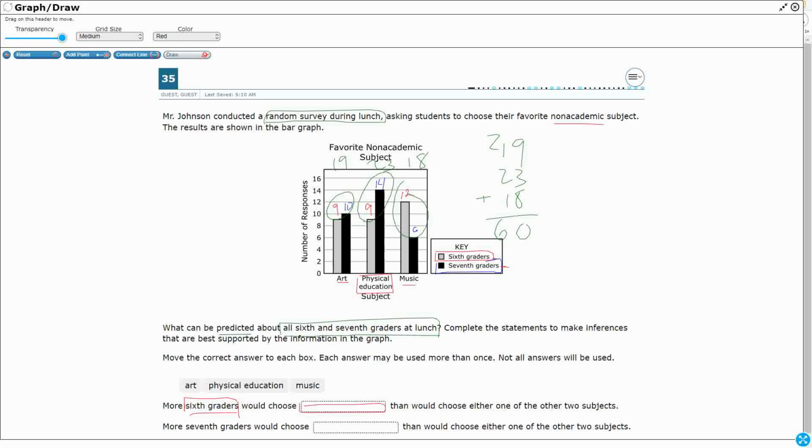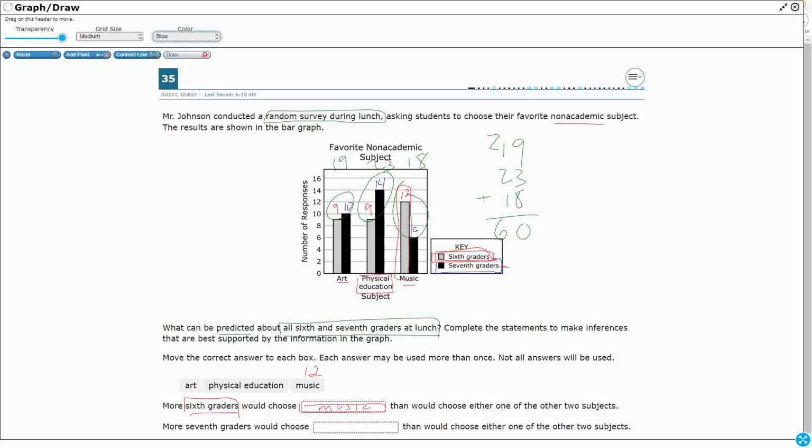And as we can see here, right, we're looking at red. It is going to be this music, right? More of them, that'd be 12. So I'm just going to put a 12 above that music, and I'm going to just write in music right here. So we're looking good with music for that. That was pretty simple. Let's look at 7th graders.